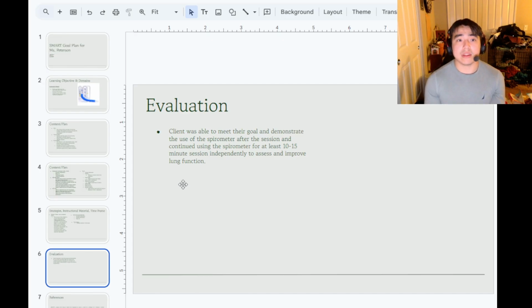So after about a week of our care plan, Ms. Peterson will be able to use the spirometer independently for 10 to 15-minute sessions, and further along she'll be able to assess, and her lung function should improve by then.